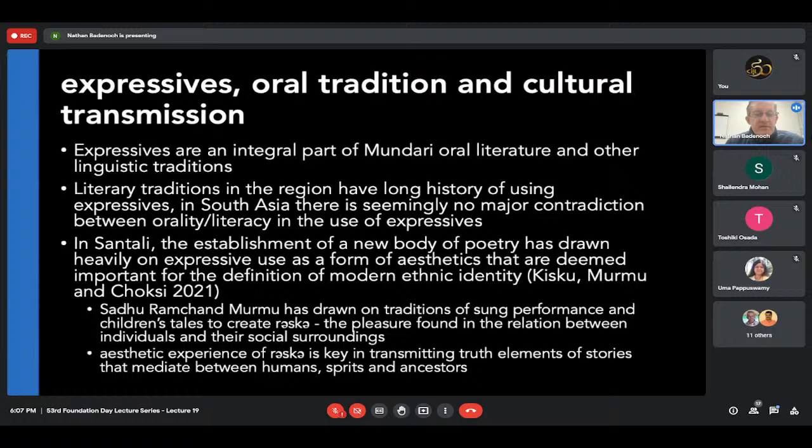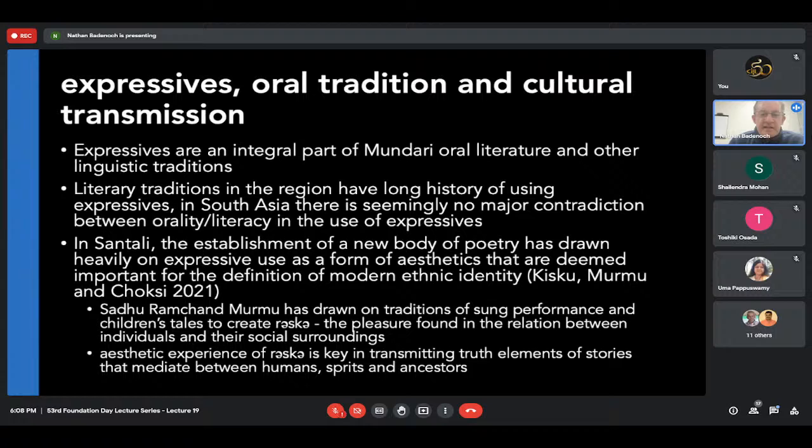Expressives have been discussed exclusively today until now as a part of oral culture. Tradition, oral tradition, and cultural transmission are very closely linked. However, as you know, expressives in the South Asian linguistic area are not limited to oral language. They appear in literature and other written works as well, and are very important. In the Mundari work we've done, it's been mostly looking at oral texts, but the use of expressives within written tradition is also quite important for other groups in that area, such as Santali.